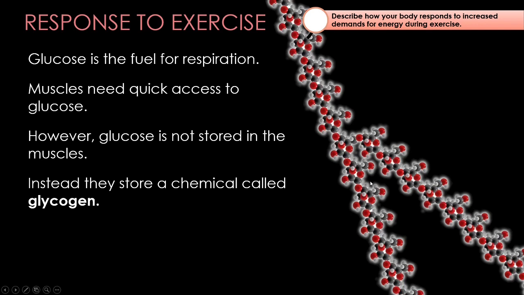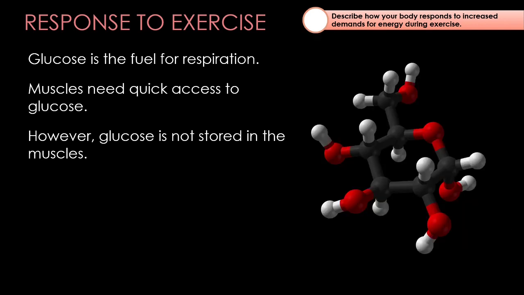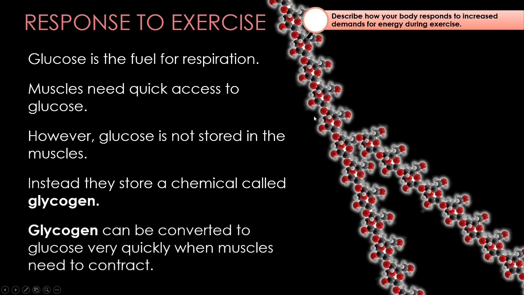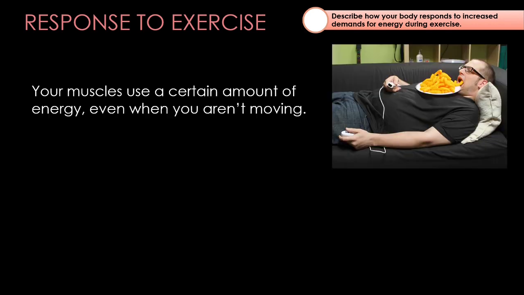So let's have a quick look at the glucose molecule again. That's a glucose molecule. And glycogen is just a whole bunch of those stuck together. So your muscles actually store glycogen. And when glucose is needed, it's almost like it goes in with a pair of scissors and chops out individual glucose molecules from the glycogen molecule for your muscles to use. Now it can do this very quickly, thankfully. So the glycogen that's stored in your muscles can be converted to glucose whenever your muscles need it to contract, to do what you need them to do.